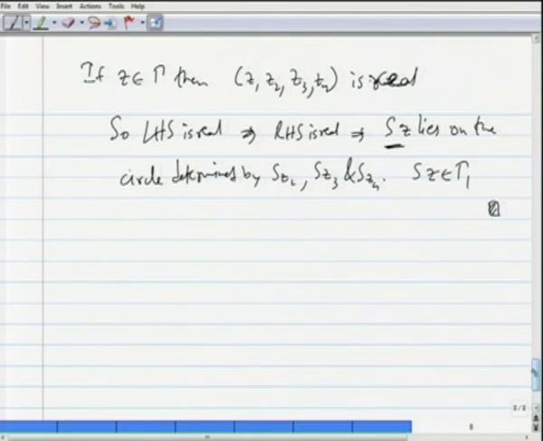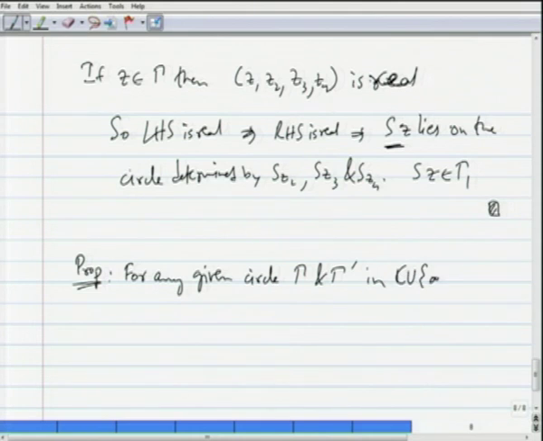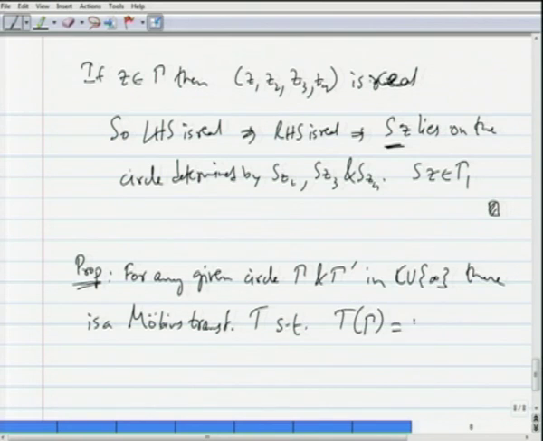So now we can also do the following. For any given circles gamma and gamma prime in C union infinity, there is a Mobius transformation T such that T of gamma is equal to gamma prime. That is easy. Furthermore, there is a unique Mobius transformation.